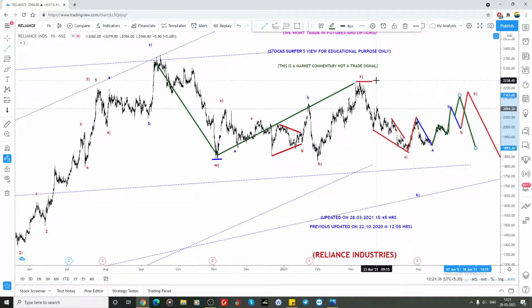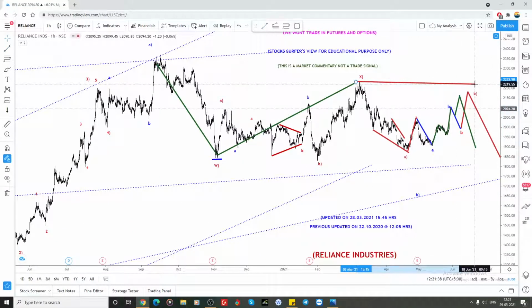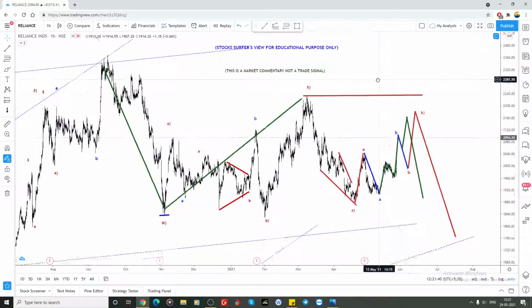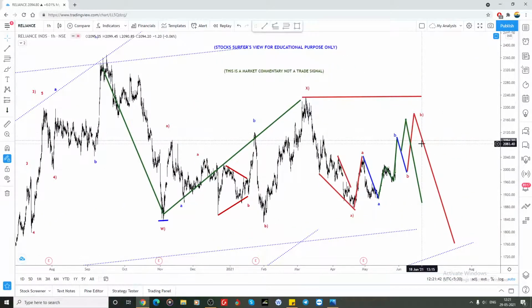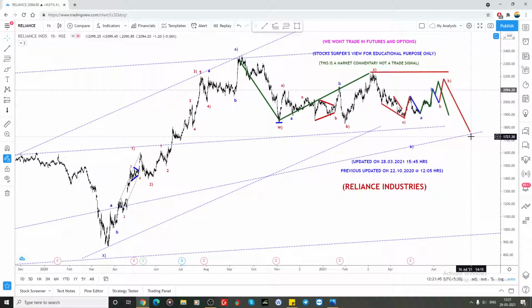There is no change, but this is the invalidation point for the bearish view. So until then, we need to buy at the lower levels. That's it.